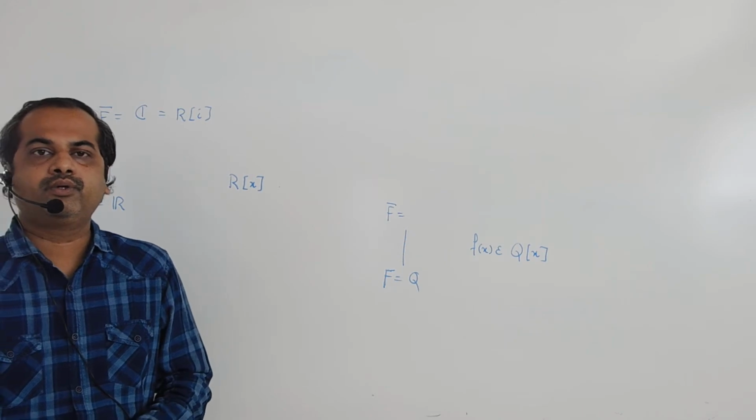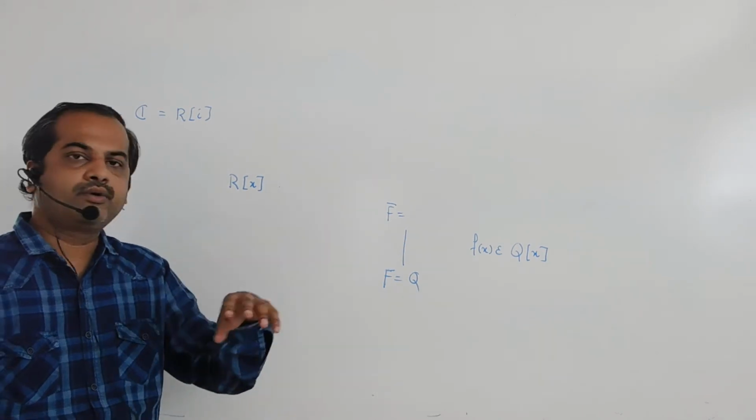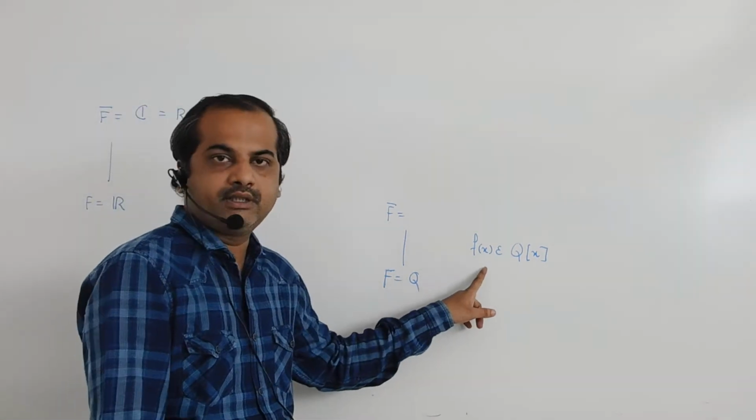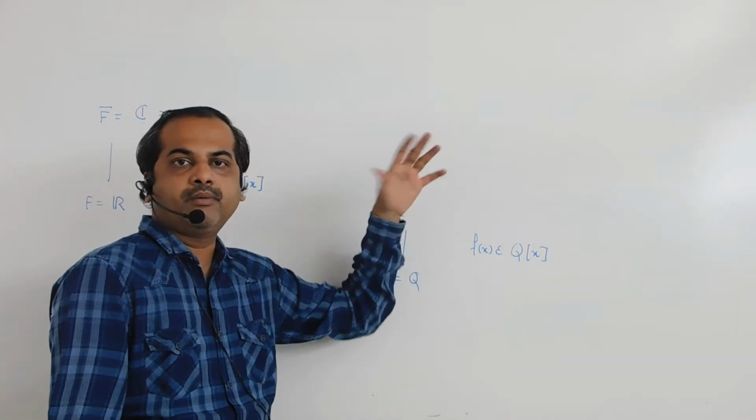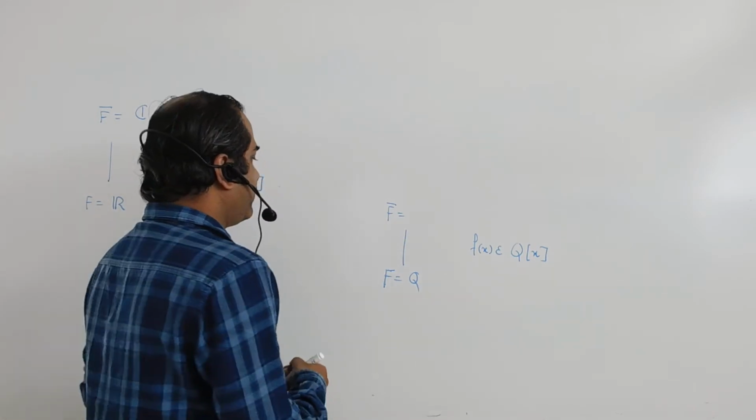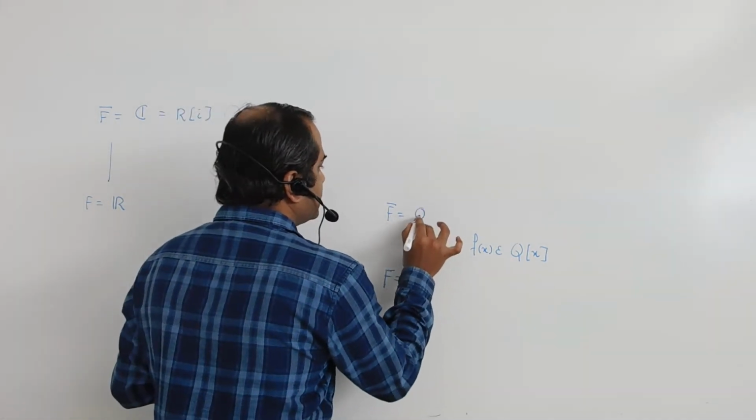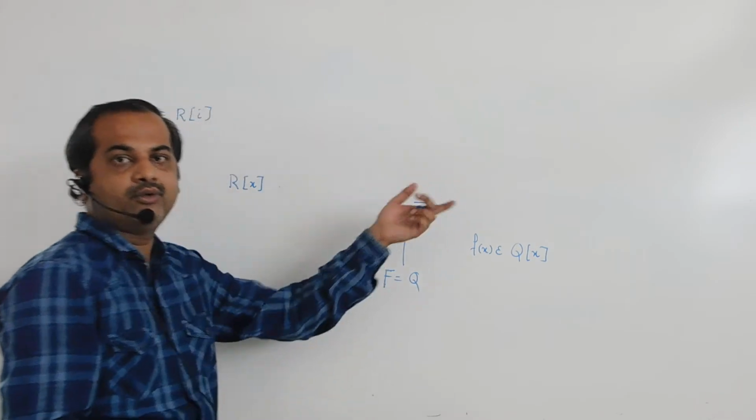Find out the roots. Attach the roots. If f of x is irreducible over Q, find out the roots and attach the roots. Continue this process. Whatever you are getting, that is denoted by Q bar.